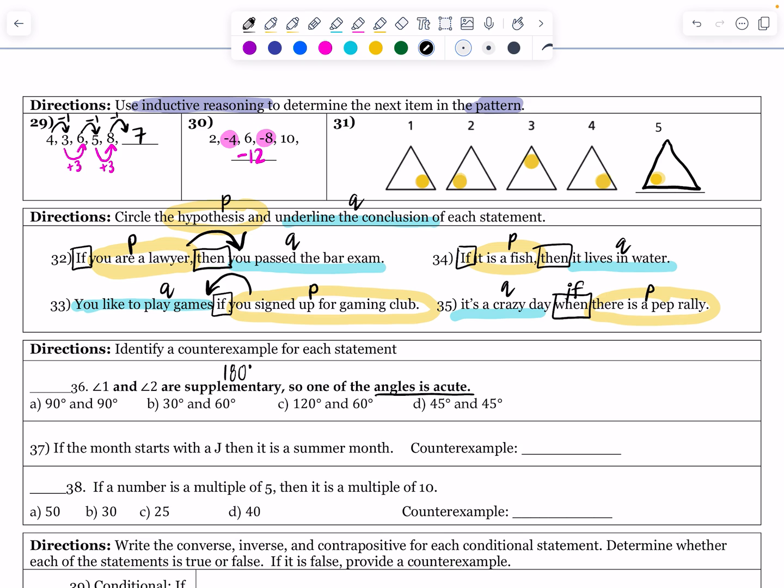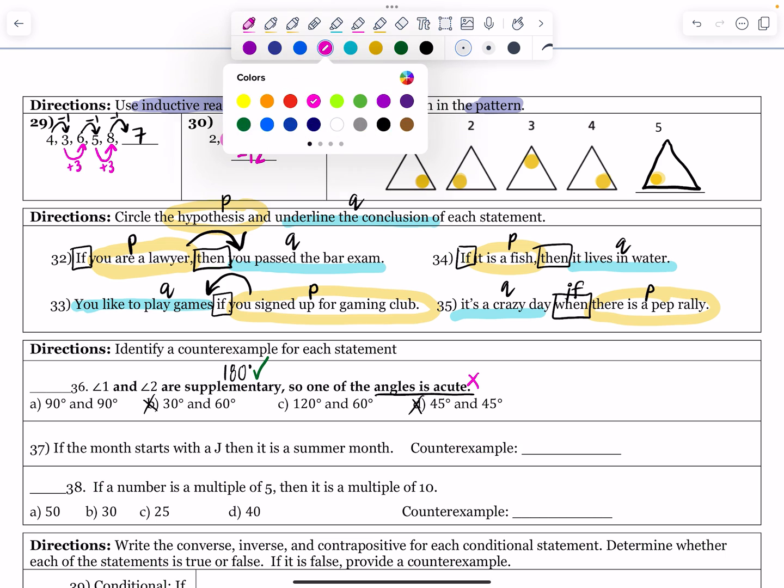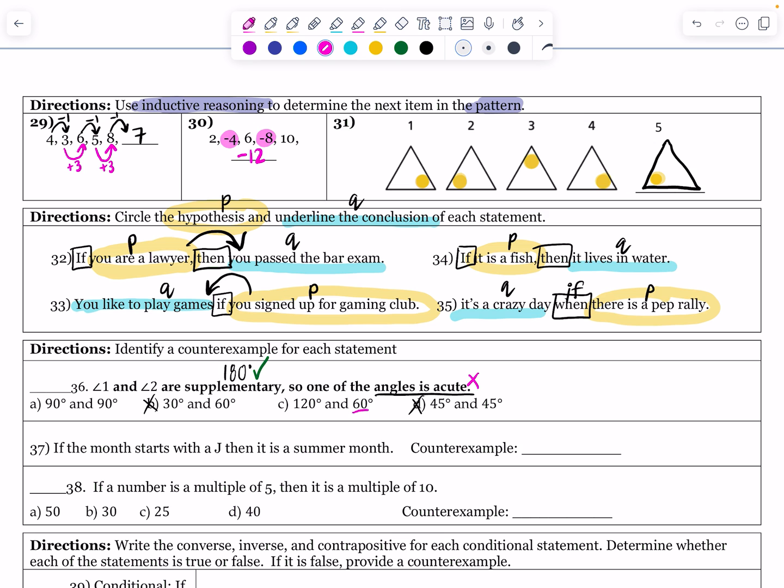So which of these can I immediately get rid of? B does not add up to 180, so that is not going to be a counterexample. D does not add up to 180, so that's not going to be a counterexample. It has to make the first thing true, but it has to fail the second thing. Okay, so we're looking for an example where they add up to 180, but one of the angles is not acute. So 120 and 60 would satisfy the first one. They do add up to 180, but then the 60 is acute. So that is not a counterexample. That is an example. That makes it work.